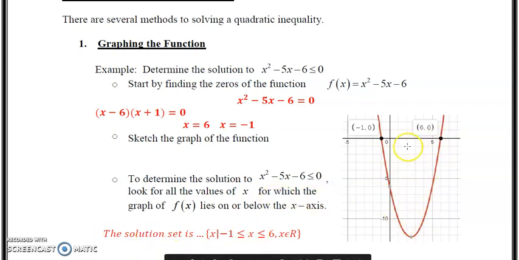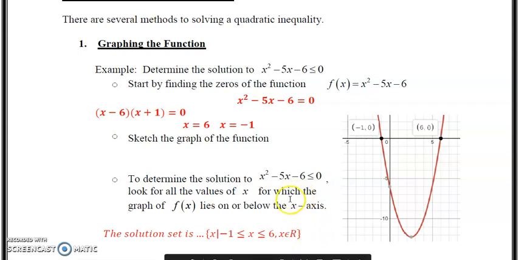So the solution set is negative 1 less than or equal to x, less than or equal to 6, and x is an element of the real numbers. So that is the proper notation. You can do interval notation if you wish. I did set notation. It's up to yourself.